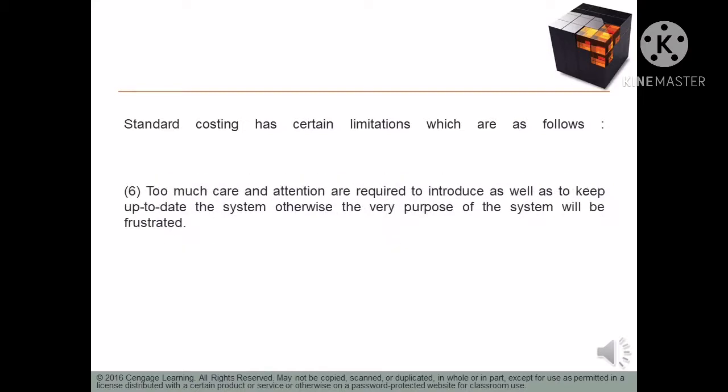The last one is too much care and attention are required to introduce as well as to keep up to date the system. Otherwise, the very purpose of the system will be frustrated.